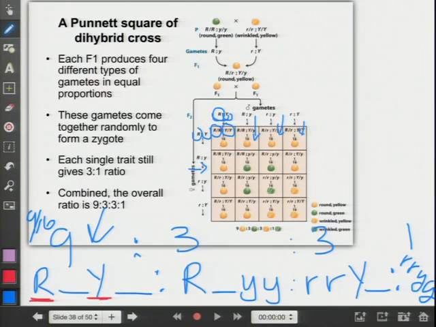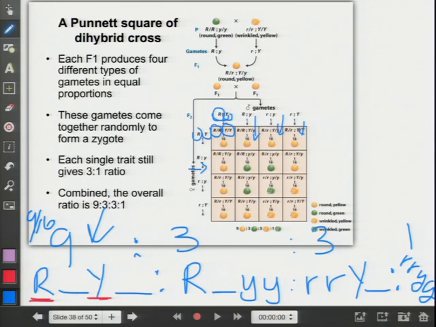So the phenotypic ratio is always 9 to 3 to 3 to 1. We know what the 9 means, right? At least 1 big R, 1 big Y, at least 1 dominant of each trait. We know both 3 categories have to have 1 dominant, 1 recessive, the other dominant, the other recessive, and the 1 is always homozygous recessive. So that one's easy. The phenotype, there's only 1 of them, and there's only 1 genotype of that guy.